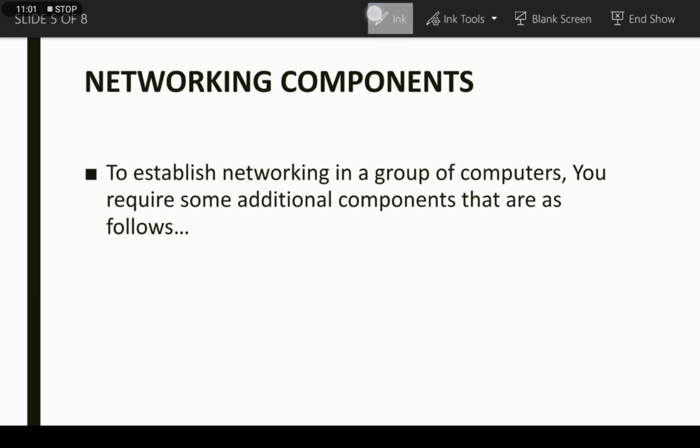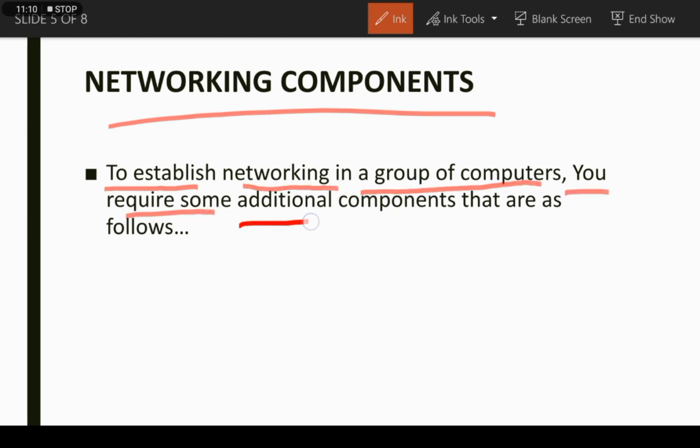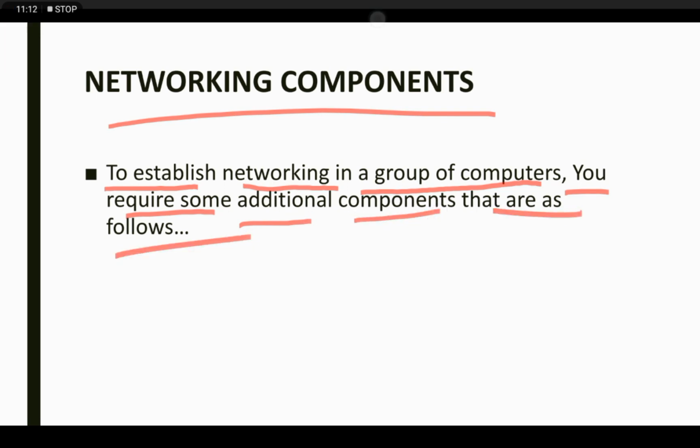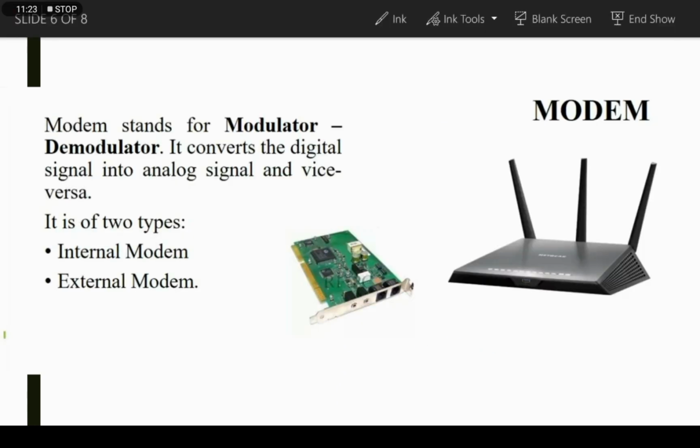Now networking components. To establish networking in a group of computers, you require some additional components that are as follows. So if you want to build a network or you want an internet connection at your home, then you can use some devices. First one is modem. Modem stands for modulator and demodulator. It converts the digital signal into analog signal and vice versa.